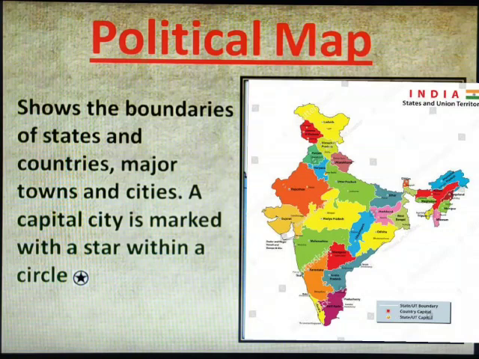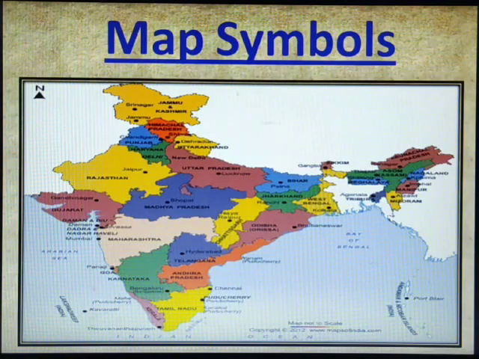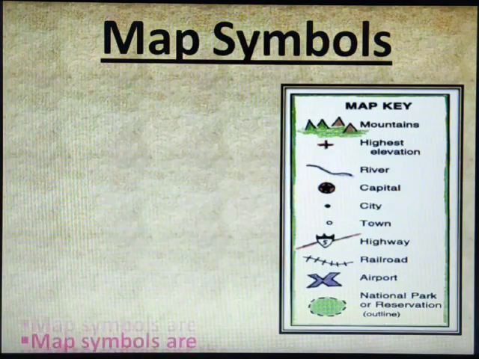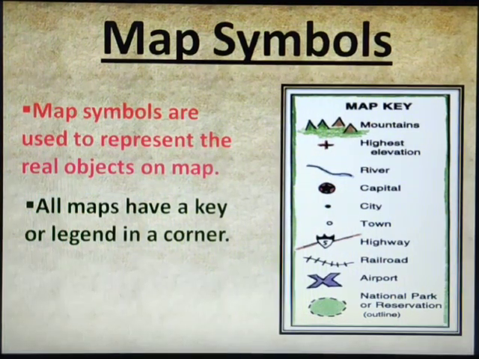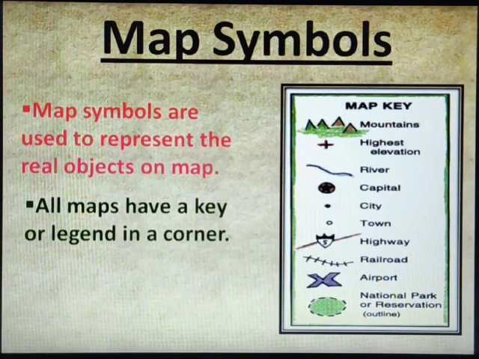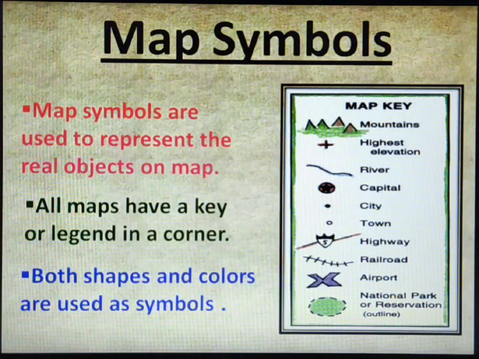Dear children, when we use a map, we see different kinds of map symbols. So now let's talk about them. Map symbols are used to represent the real objects on a map. And all maps have a key or a legend in the corner. The legend or key explains the symbols used on a map. Both shapes and colors are used as symbols.